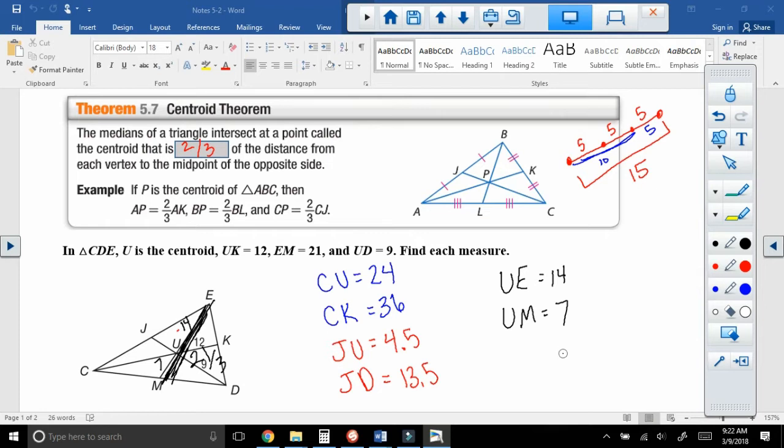So most of what you're going to have to do for this is know that 2/3, 1/3, and depending on what piece they give you, be able to answer questions finding the other parts. Once in a while, they may tell you something else. They may tell you like CJ. Let's say CJ is 10. If CJ is 10, how long is JE? It's 10 because this is the midpoint, and each of those are the same. So just pay attention to where in the picture these parts are, and then you can answer the questions accordingly.